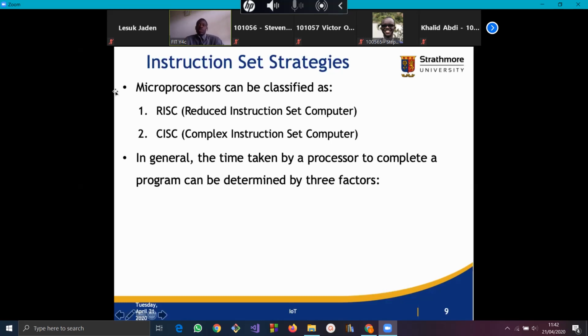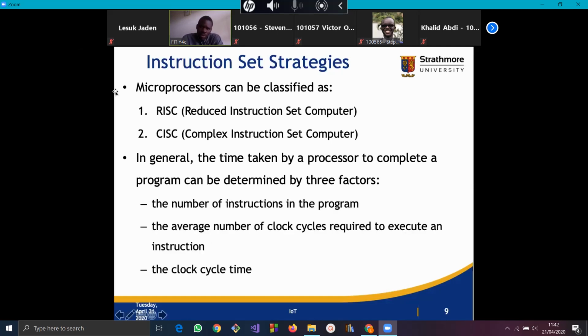Okay. So just before we discuss the two, because they'll be based on these three factors: what makes a processor fast? In general, it is the time taken for a processor to complete a program. A program is a set of instructions. A program can have maybe 10 lines of instructions, where each instruction is 8 bits long. Hope I'm not losing any of you. So how fast it is depends on these three factors.